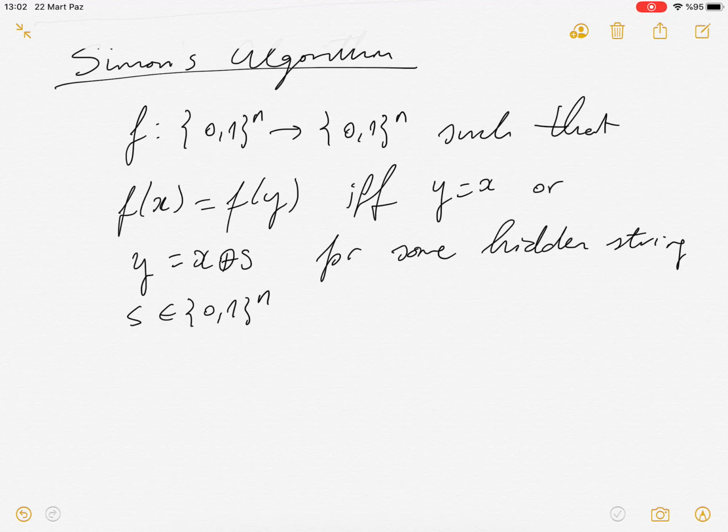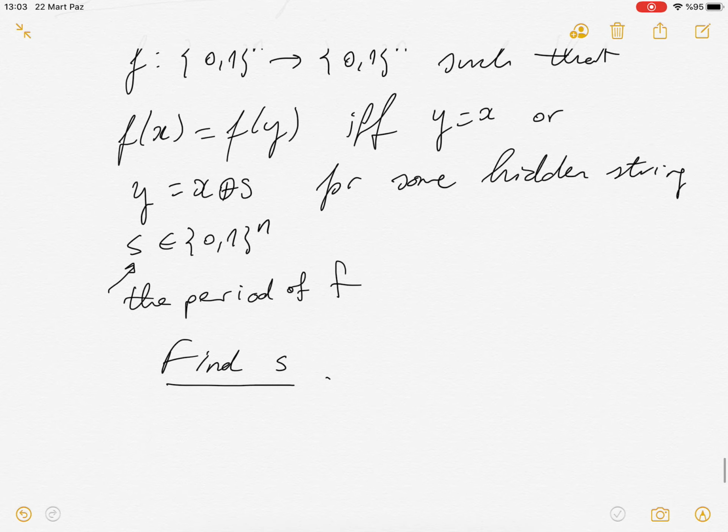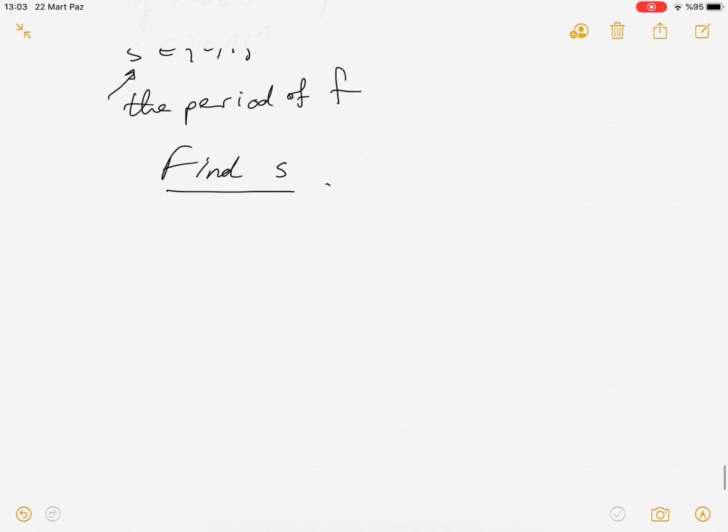So the values of f in fact repeat themselves in some pattern determined by s, and we call s the period. This is called the period of f. And Simon's problem is to find this period s. So this is Simon's problem. Let me give an example of what I mean by a period. Consider the example when n equals 3.